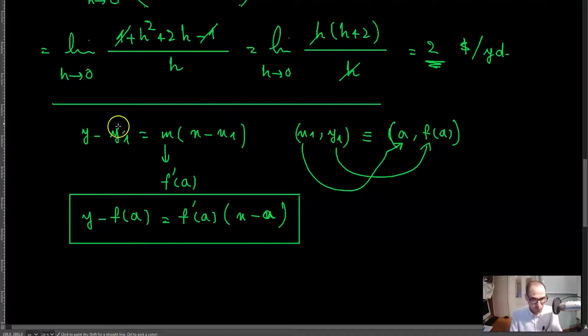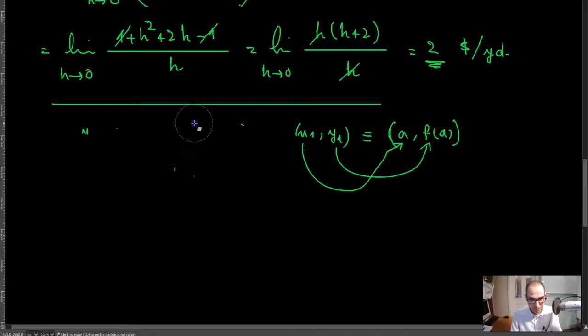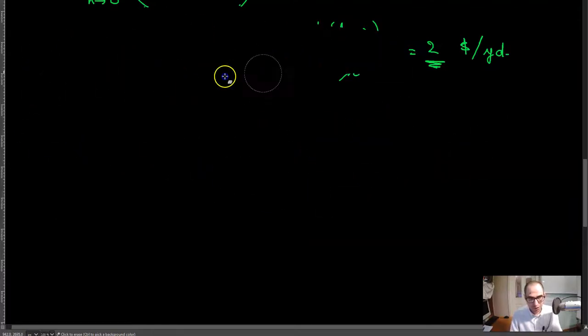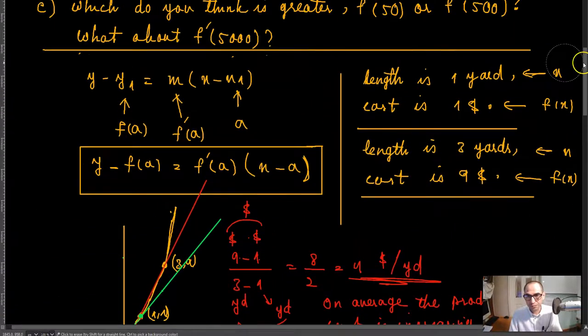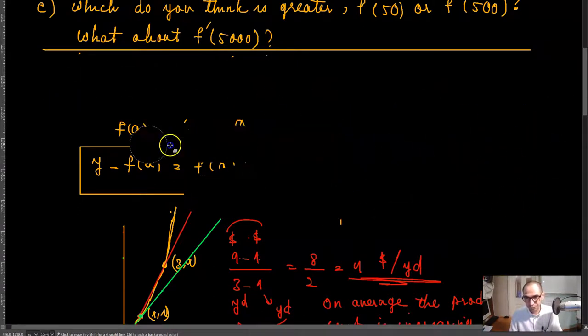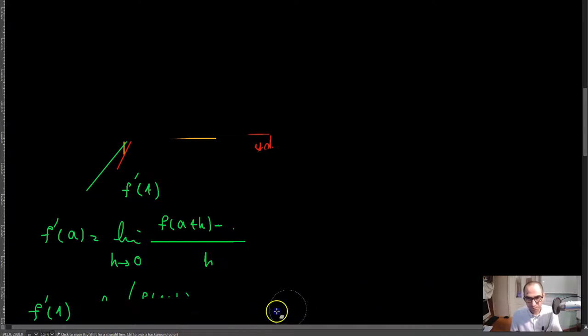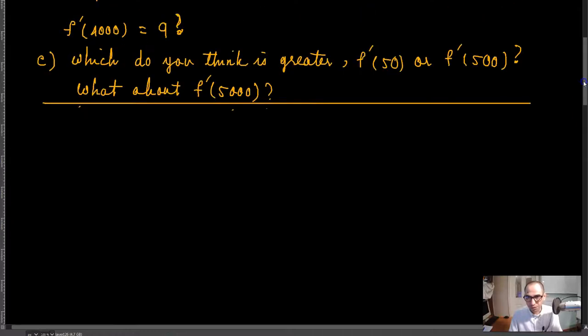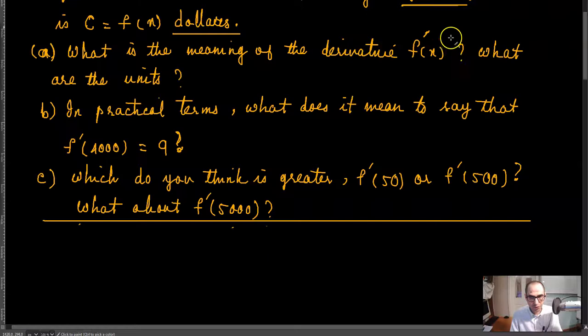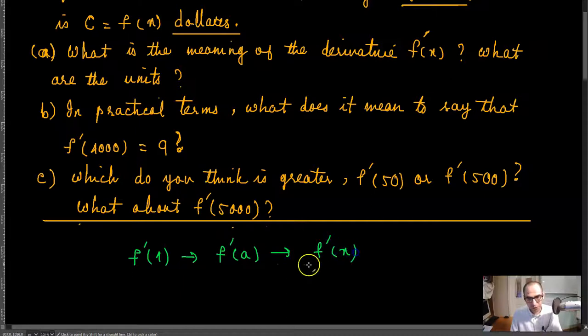So for the first part of this question, the question was, what is the meaning of the derivative f prime of x? So f prime of x is the same thing that we just found, which was f prime of 1, or you can also call it f prime of a, or in general, f prime of x, right? This is the derivative of the function, which is not the average rate of change, but the instantaneous rate of change, right?